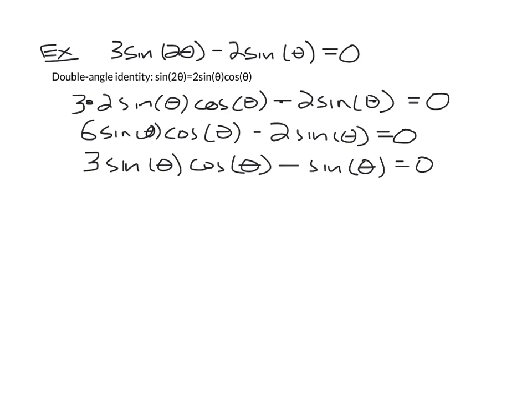Okay, and now remember the general wisdom here. Do not divide by sine of theta because you'll lose solutions. The move is not to divide, the move is to factor. So never forget about factoring, it never goes away. So the common term we can factor out is sine theta. And what we're left over with when we do that is 3 cosine theta minus 1.